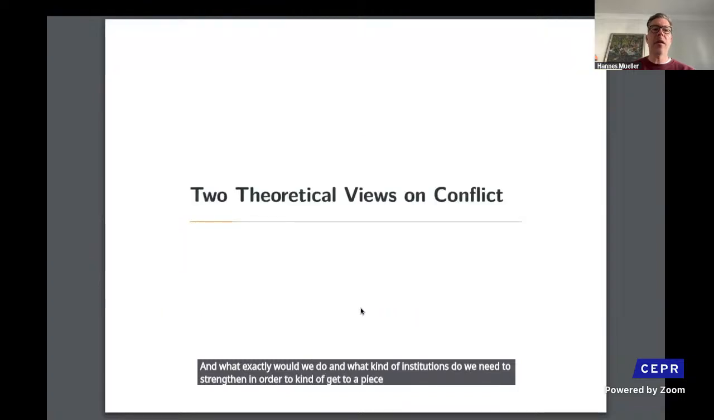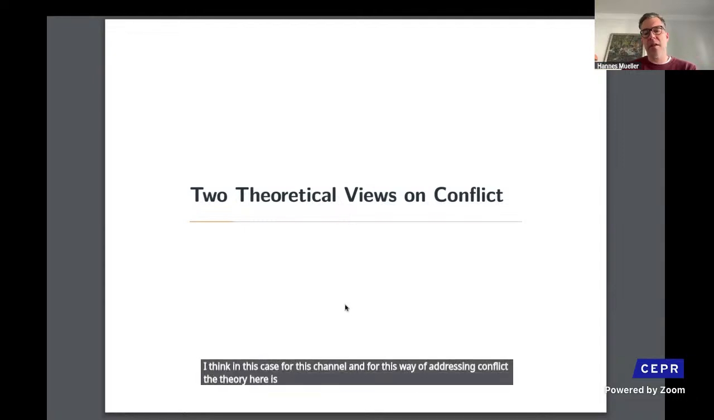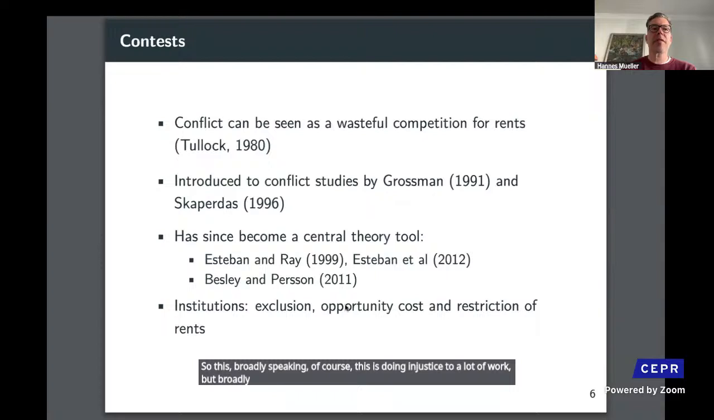And so I would like to start, as a good academic, with some theory. I think in this case, for this channel and for this way of addressing conflict, the theory is quite important. Broadly speaking, of course this is doing an injustice to a lot of work, there are two theoretical views. One is seeing conflict as a contest for rents.